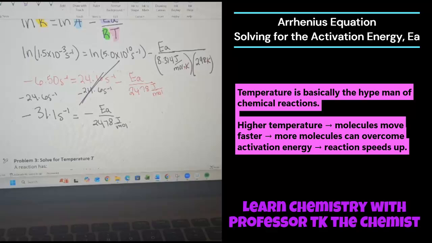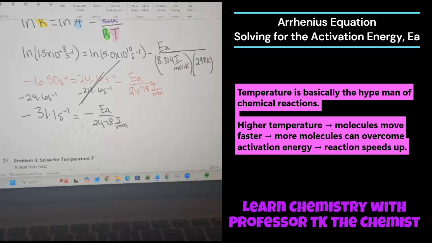Chris, you said, will we only use Arrhenius equations when there's two temperatures given? No, I mean, you use Arrhenius equations for a lot of different things. You can use it for finding the frequency. You can use it to find one of the temperatures. You can also use it to find the activation energy or even the K rate constant.